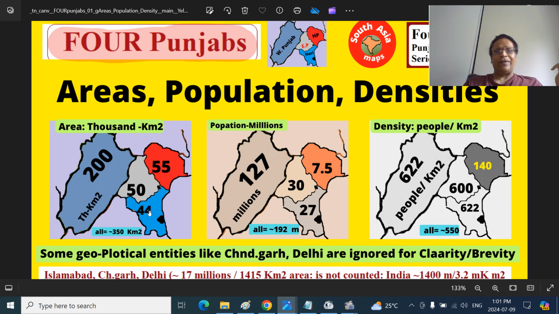45 or 44 here. For convenience and brevity, I have omitted the Union Territory of Delhi, which used to be a part of British Punjab for many years. So I have made things very easy for you, and you should keep that in mind. So what is the area? 200 plus 150 is around 350,000 square kilometers.